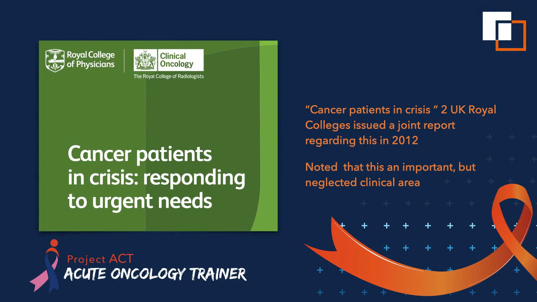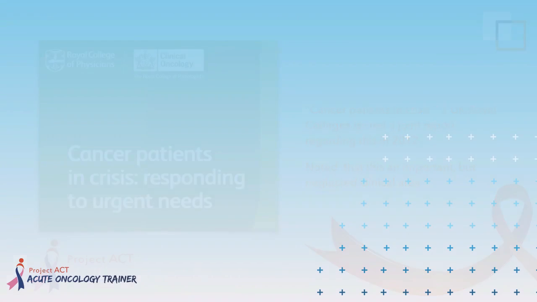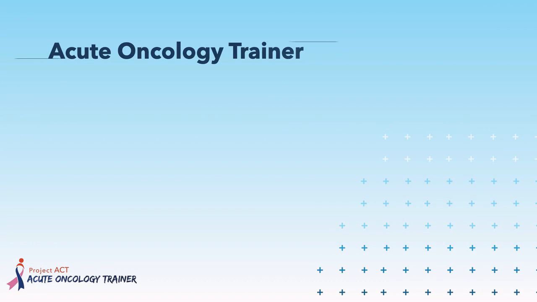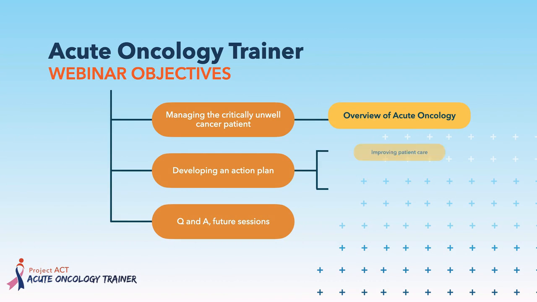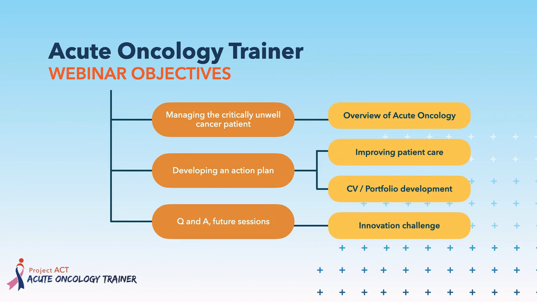The Royal College of Physicians in London and the Royal College of Oncology identified the acute cancer care crisis way back in 2012 and recommended the training of frontline clinicians to make them aware of the unique complexities of the unwell cancer patient. The Acute Oncology Trainer webinar series will train you to identify the important cancer-related emergencies early and manage them effectively.